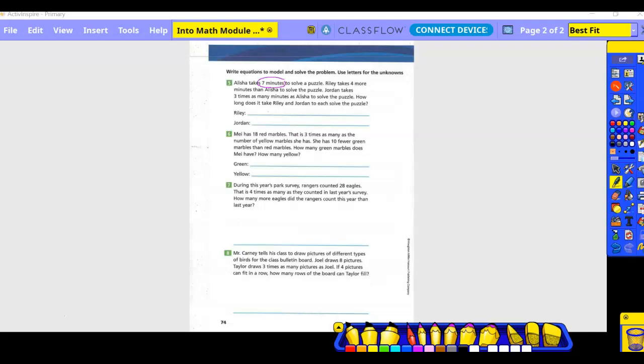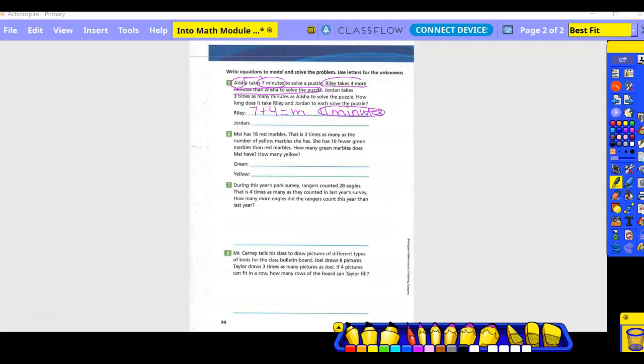So Alicia is 7 minutes. Okay, Riley takes 4 more minutes than Alicia to solve the problem. So what are we going to do? More minutes, so we're going to add, subtract, multiply, or divide? Add. So 7 plus 4 equals M for the number of minutes. What is 7 plus 4? 11 minutes.